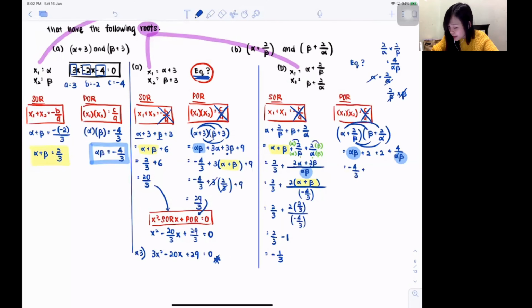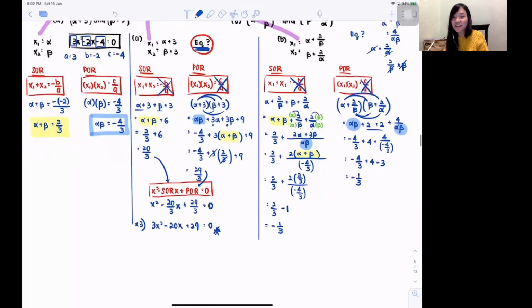Negative 4 over 3 plus 2 plus 2, 4, plus 4 over negative 4 over 3. Time to press the calculator. I'm scared you guys get confused, okay? So I press it one by one. This one I don't press first, this one I don't press first, I only press the back one. I get negative 3. So here, I get my POR as negative 1 over 3.